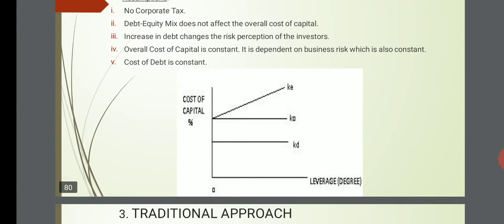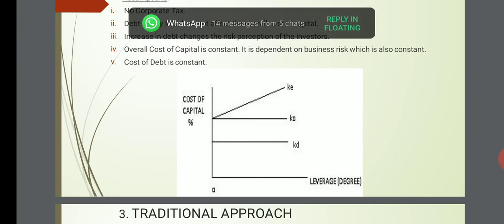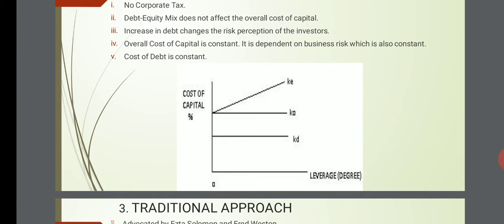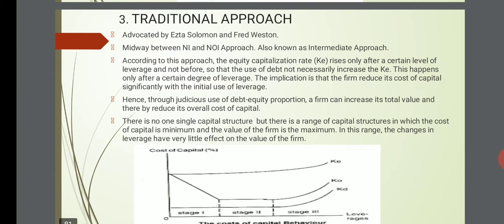So if you look into this graph, then on the x-axis we have leverage, y-axis we have cost of capital. KD is represented by cost of debt, which is constant. As soon as we keep on increasing the debt, the cost of equity will increase because the perception of risk increases with the debt component in the capital structure, and hence the overall cost of capital will remain constant. It will not change.